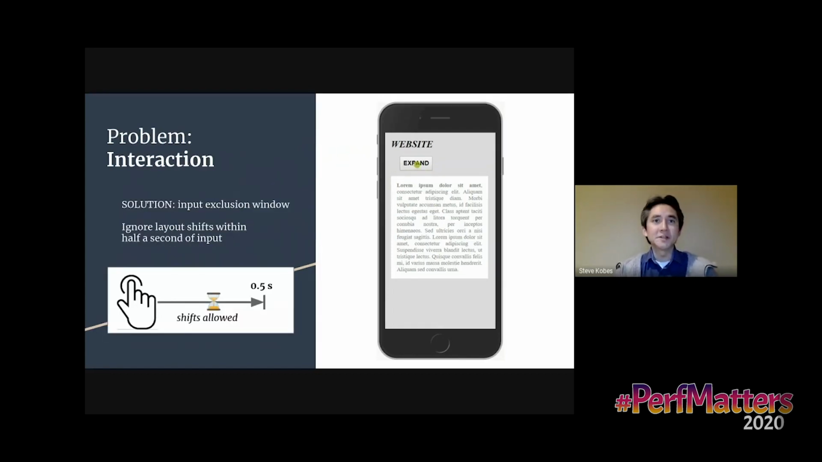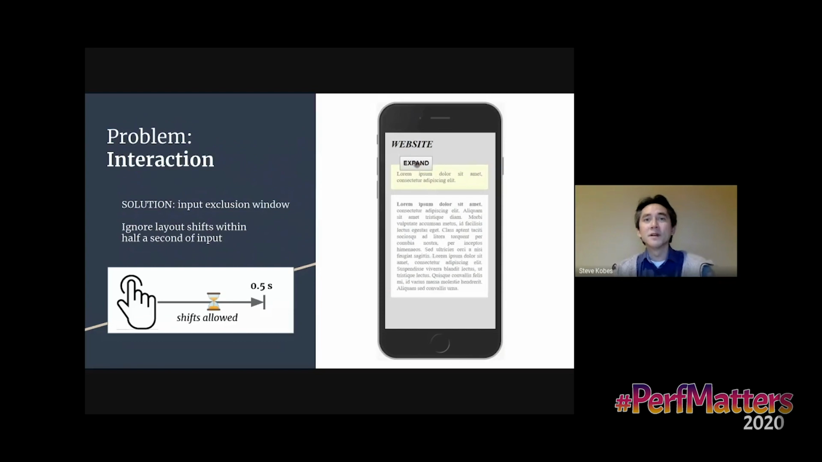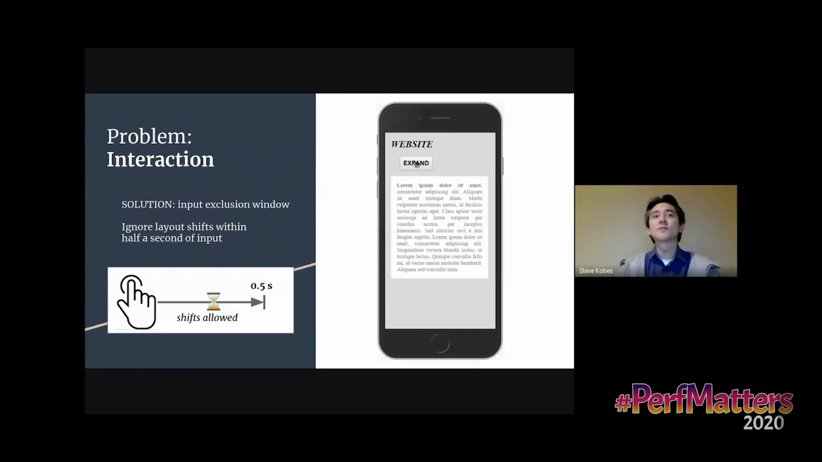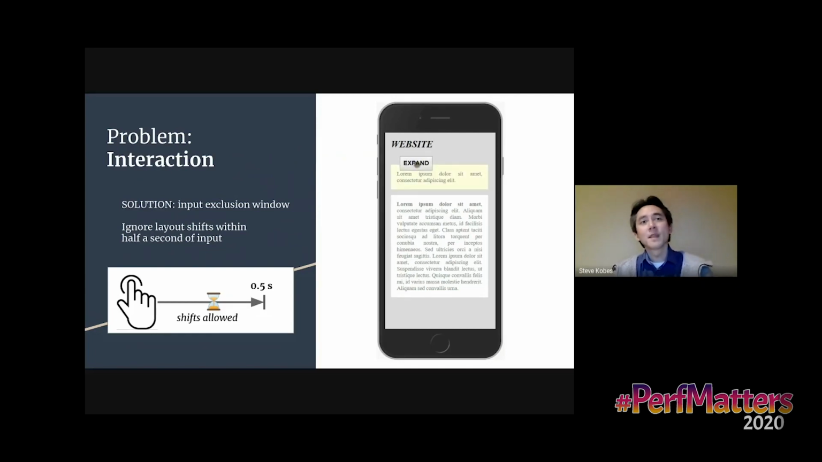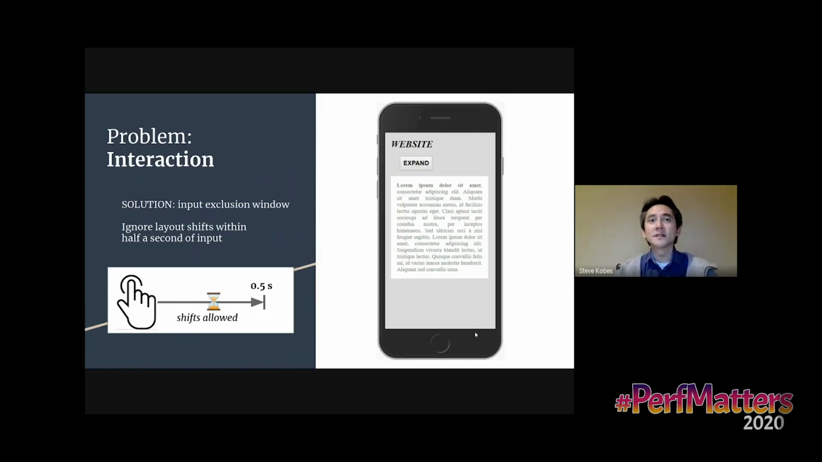So our solution is to not even try to do that, but instead to basically give you a window of time after a click or a tap or a key press when you're allowed to change layout without bumping the CLS score. And we call that the input exclusion window because we're excluding the layout shifts that happened within that window of time.